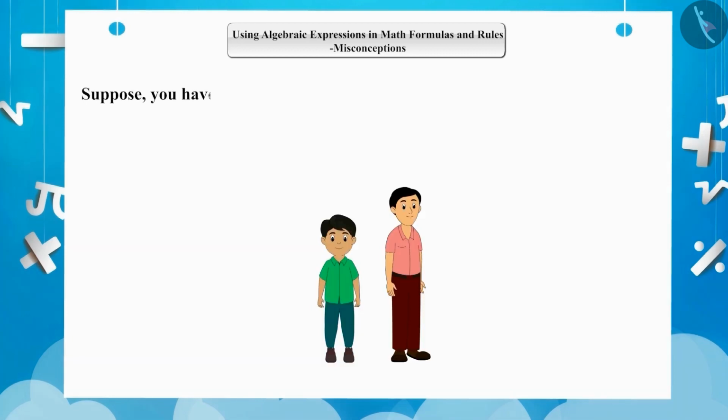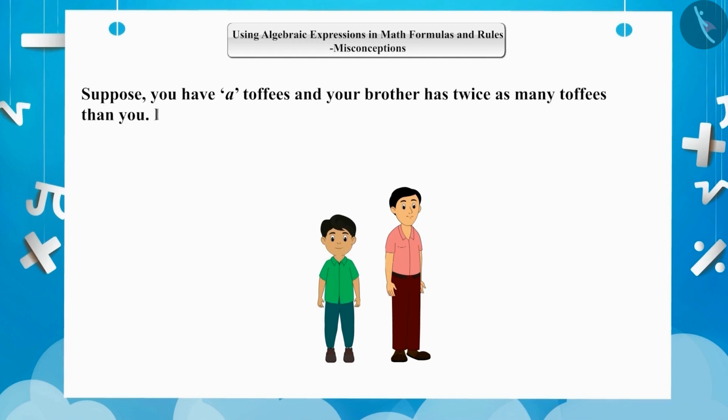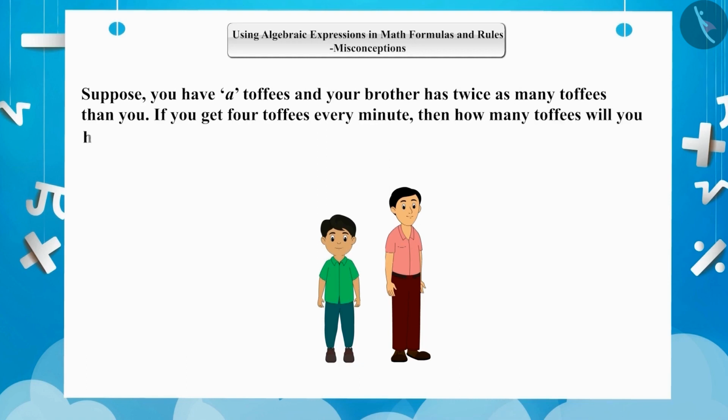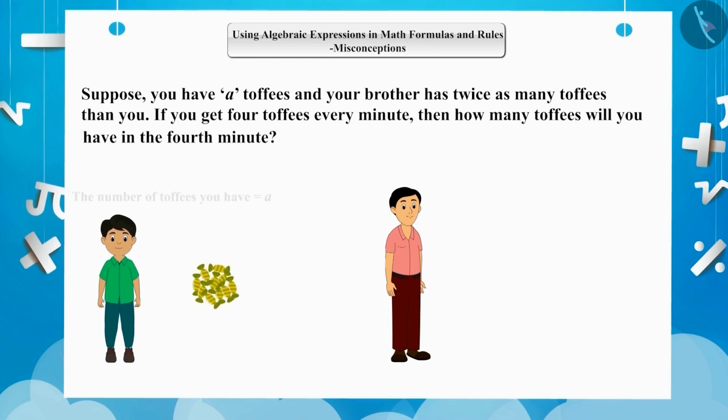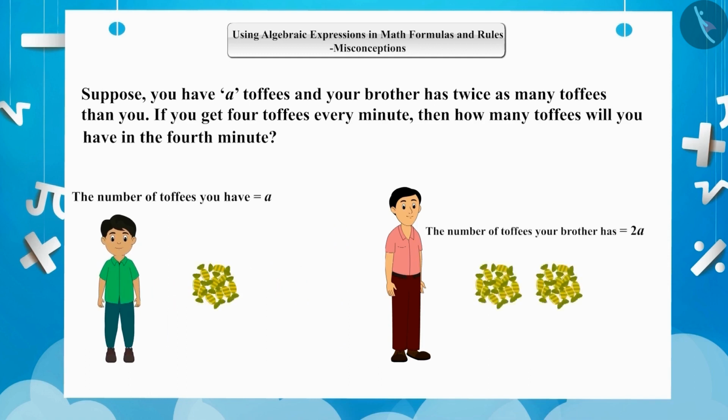Suppose you have 8 toffees and your brother has twice as many toffees as you. If you get 4 toffees every minute, then how many toffees will you have in the 4th minute? Now, if you have a toffees, then your brother will have 2a toffees. We know that every minute, you both get 4 more toffees.